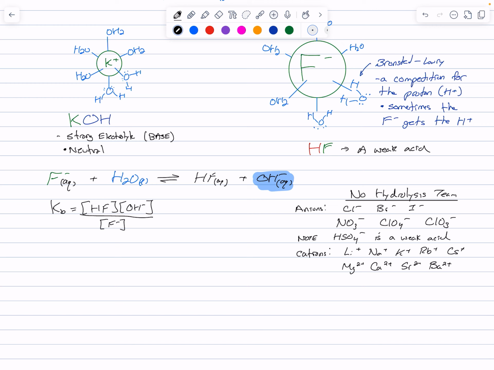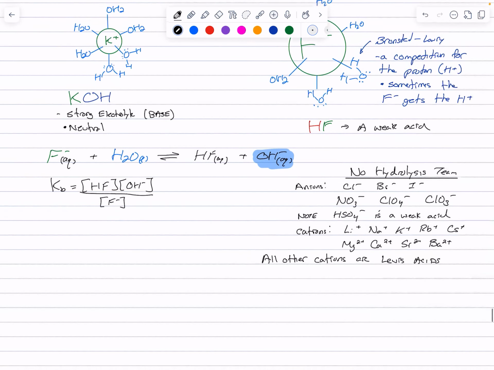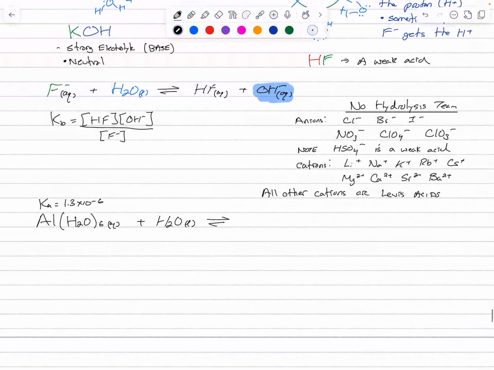All other cations are Lewis acids, right? And they will be acidic. What do I mean? Well, we got aluminum, Al(H2O)6 3+. This has a Ka of 1.3 times 10 to the minus 6. So what goes on the other side? It's a great question. All right?